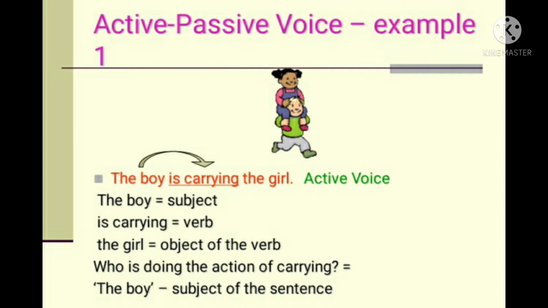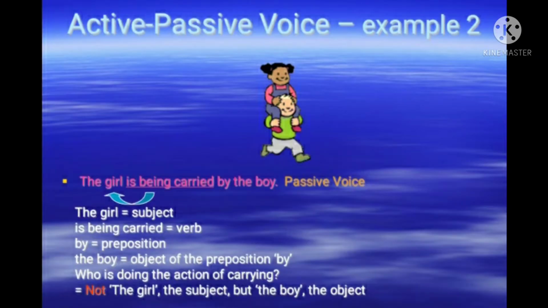Now let us see the passive form of this example. The girl is being carried by the boy. So what is the subject here? The girl. Is being carried is the verb. By, the linking word, is the preposition, and the boy becomes the object of the preposition by. So who is doing the action of carrying? It is not the girl who is the subject but the boy who is the object. Therefore it is in passive voice.